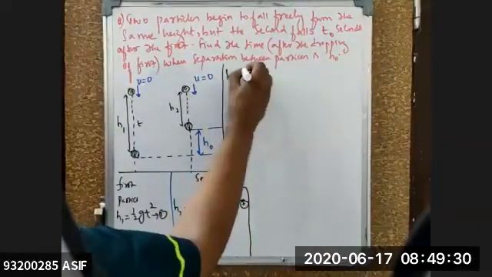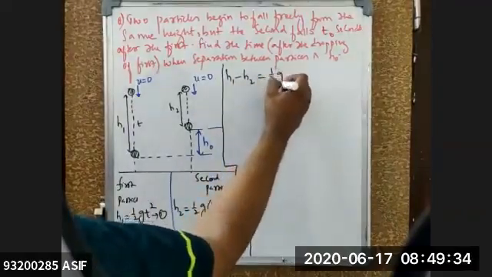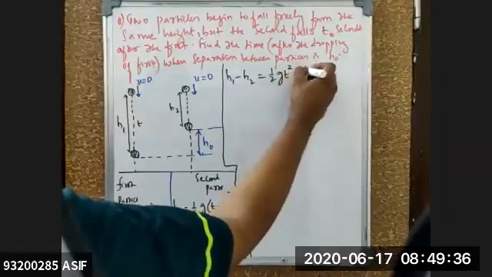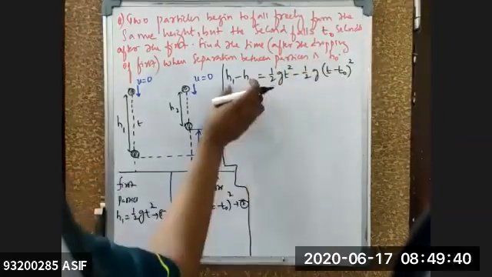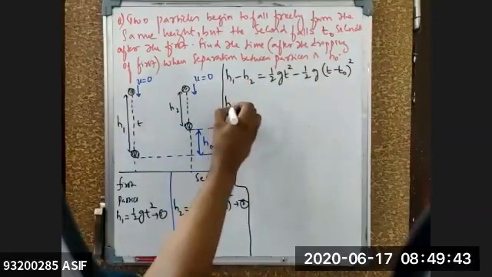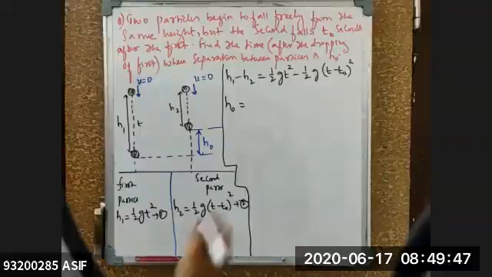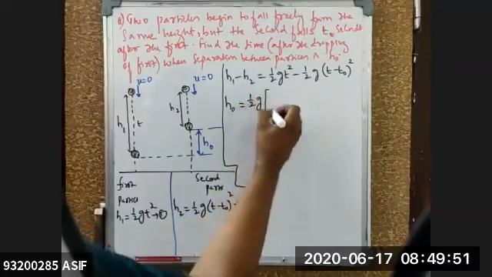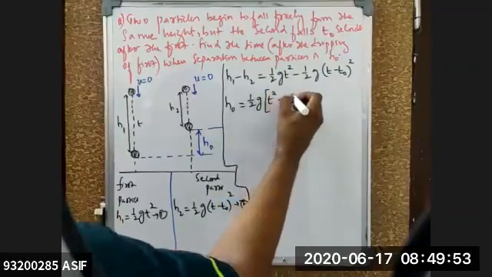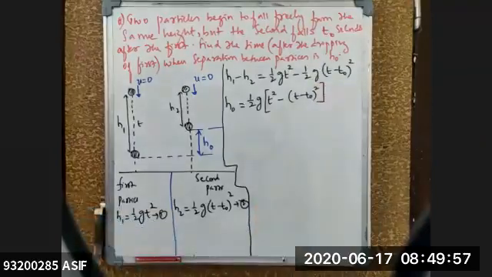h1 minus h2 is equal to half into g into t square minus half into g into (t minus t0) square. h1 minus h2 is given as h0. You just simplify for the given condition and see what I'll be getting. What I can take common is half g, into t square minus (t minus t0) square also. I hope you can do this one right now.